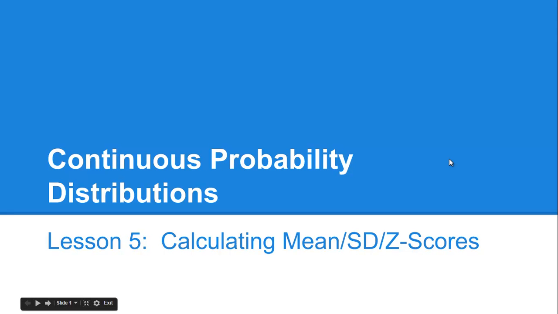Okay, welcome to lesson 5. This is learning target 4. It's all about what a z-score is and calculating average, standard deviation, and z-scores.